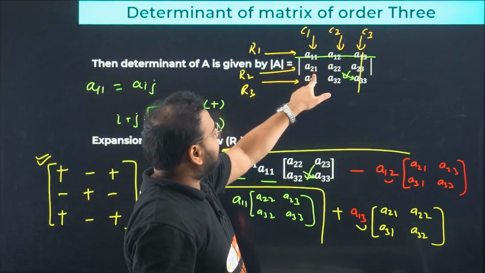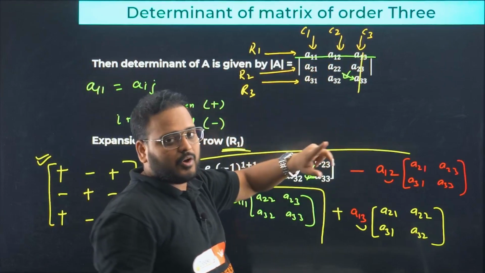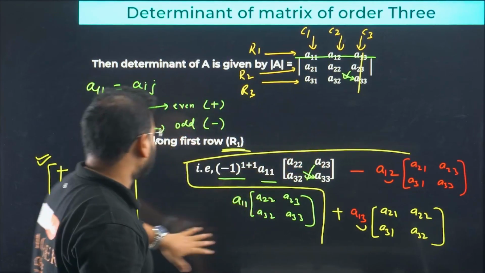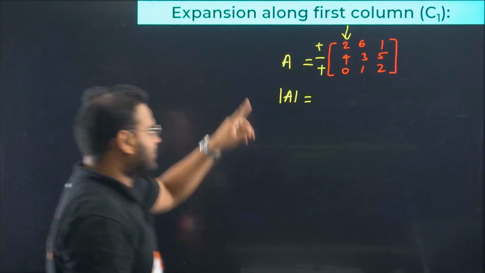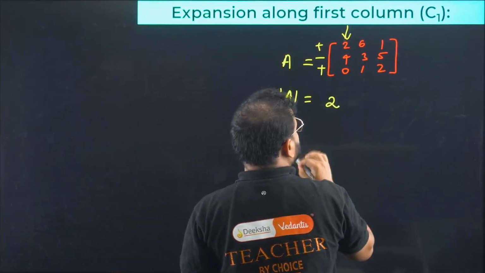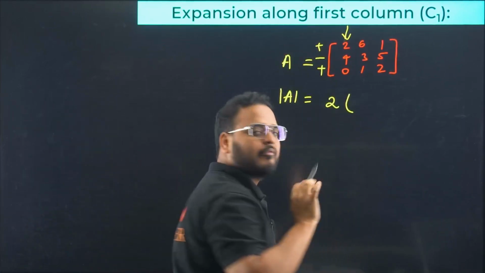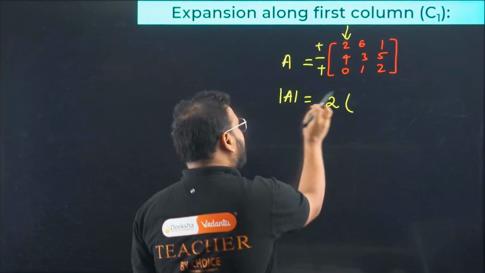A11 is even, A21 is odd, and A31 is again even. 3 plus 1 is 4, right? That's my plus minus plus. So if I start with the first one, my number is 2 over here. There's a plus sign. I don't have to write that. Whenever you have a plus sign, you do not have to write that.